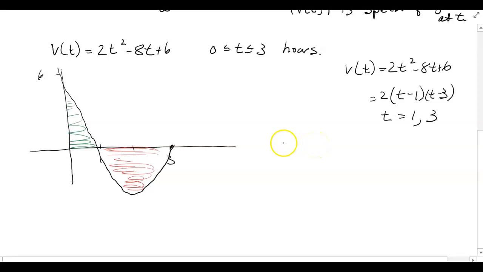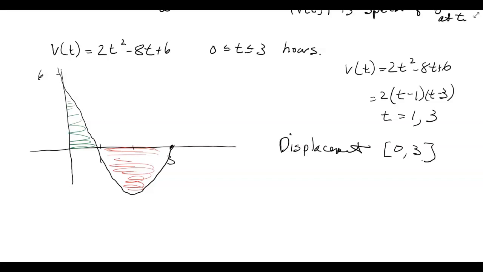So how would we find displacement of our jogger over the interval 0 to 3? Well, we learned in Calc 1, because for displacement we need to look separately at the positive and negative, there's a couple ways we can do this. We can look at each integral and integrate from 0 to 1 of our velocity function.